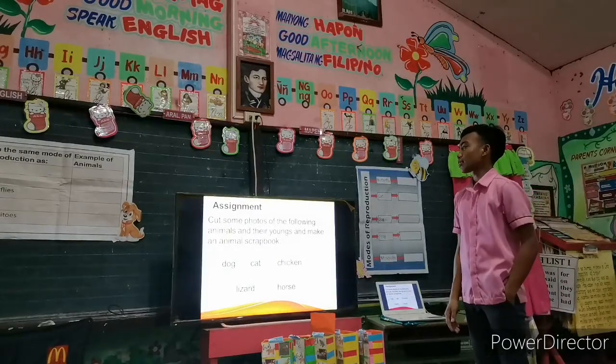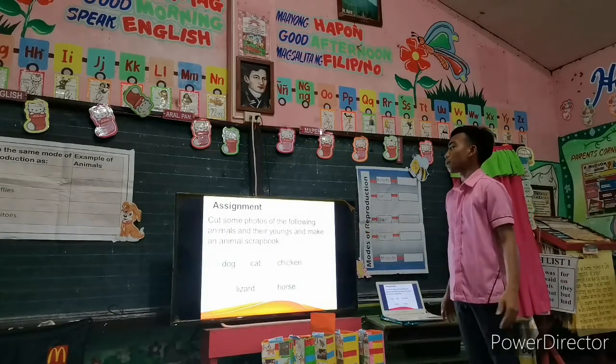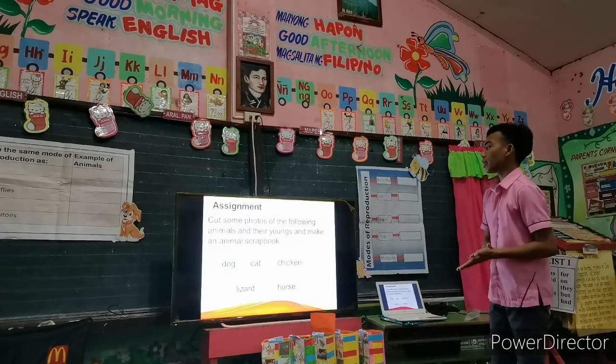For your assignment, class, cut some photos of the following animals and their young and make an animal scrapbook.